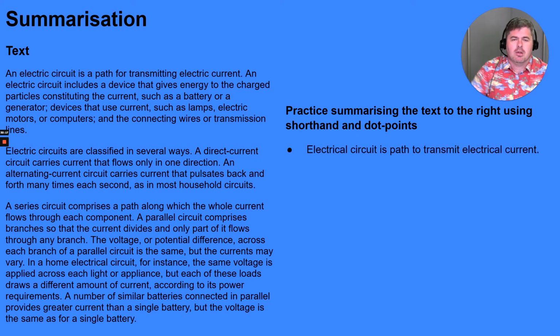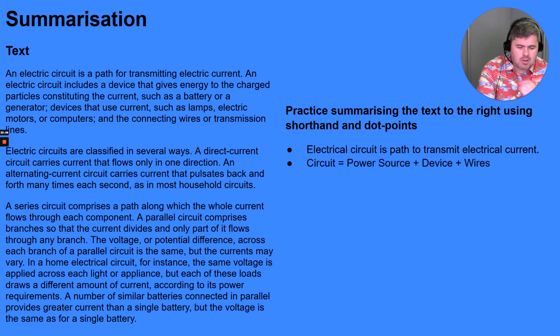So they generally go in the same descending order. Electrical circuit is path to transmit electrical current. It's very hard to make that even more concise, obviously. Circuit equals power source plus device plus wires. I use math symbols a lot when I'm trying to use my own shorthand because it saves me time.